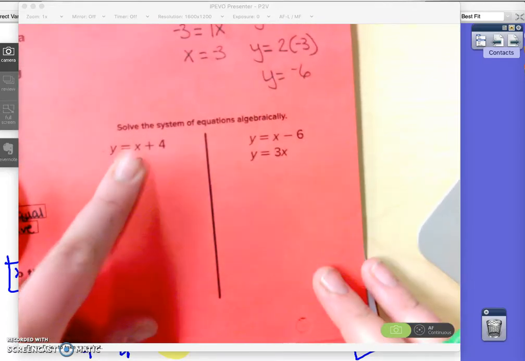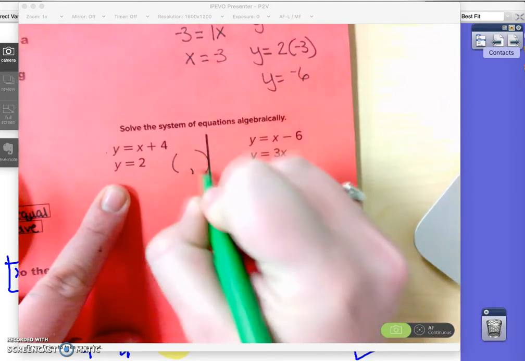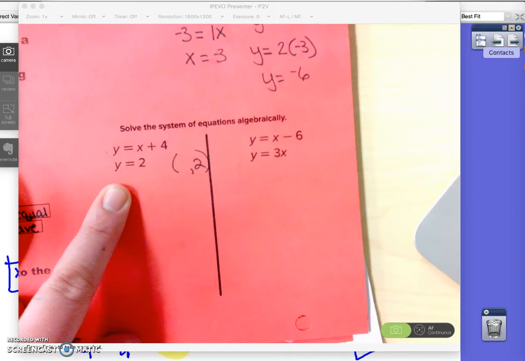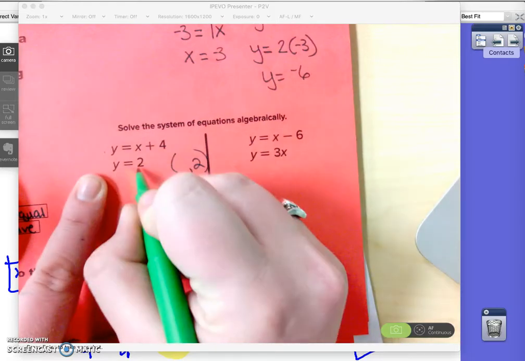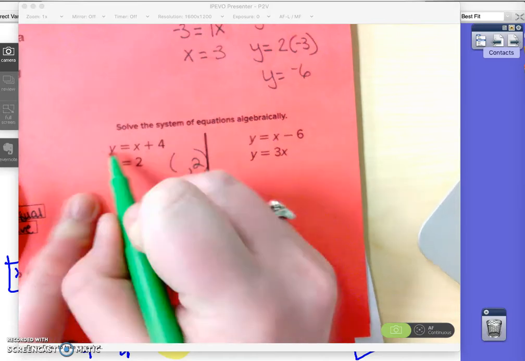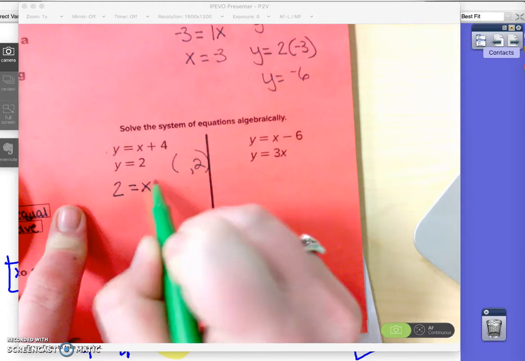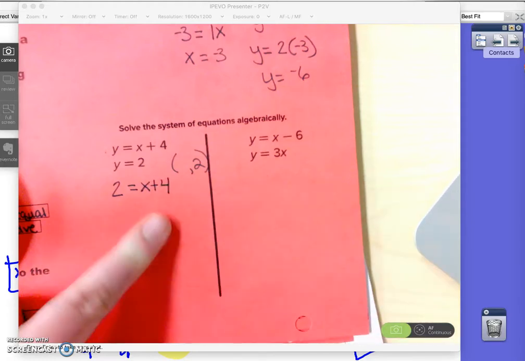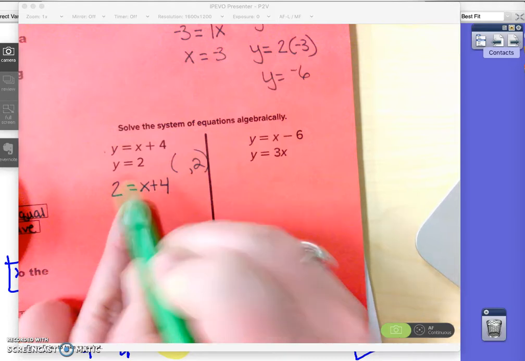Well, here we have what y is already. So we have our y component or coordinate. So all we have to do is find what x is. So y is going to be replaced with 2. So 2 equals x plus 4. I need to solve for x. I need to figure out what number here plus 4 will get me 2.